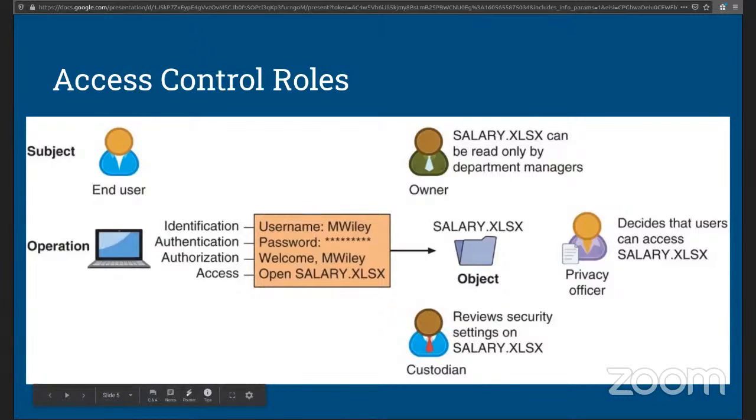So here's an example of all those roles in action. You have the owner who created the object. In this case, it's a salary.excel file. You have the end user who can log into a computer. And here is their identification, the authentication, the authorization, and the access. You have the privacy officer who decides what user can access, and the custodian who reviews.